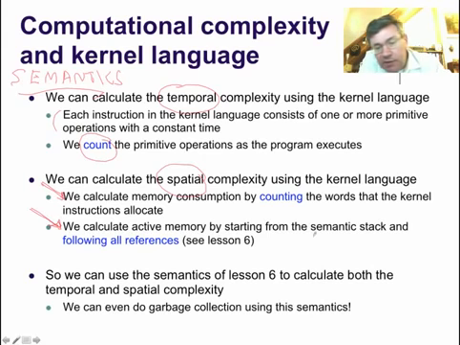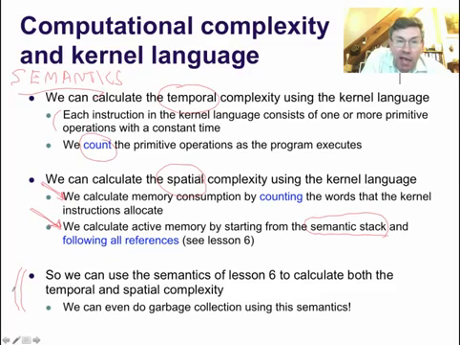And the way to do that is to start from the semantic stack. This is a core part of the semantics that we'll see next week, and follow all the references, and everything we find is active, and everything we don't find but is still sitting in memory is inactive. So the semantics we will see next week, we can use it to calculate both temporal and spatial complexity, and we can even do garbage collection in the semantics. So garbage collection is not a mysterious operation done by the runtime system. It's a very simple, clean thing that you can easily understand in the semantics.